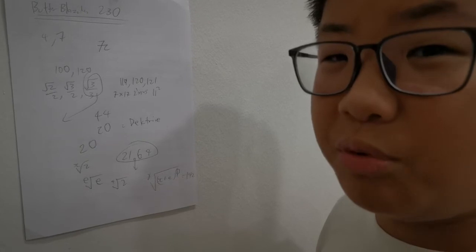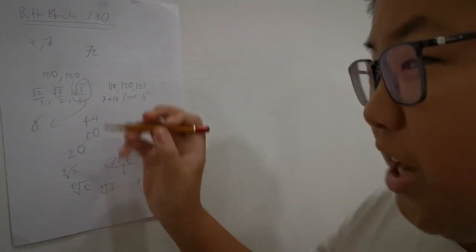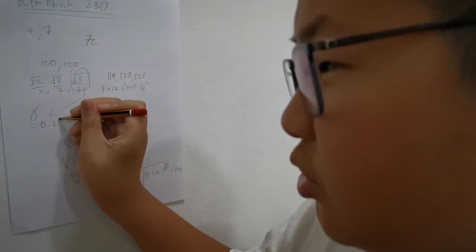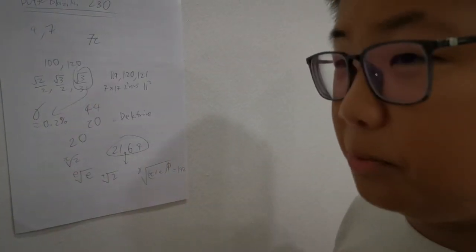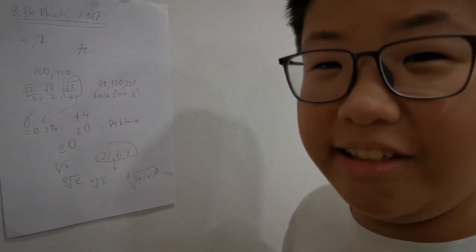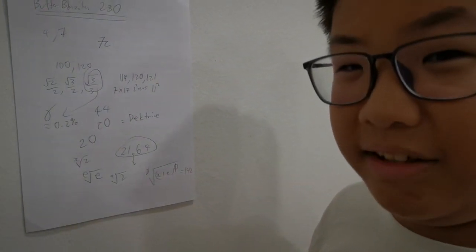The reason why I chose root 3 over 3 is because of the Euler-Mascheroni constant, which is actually really close to root 3 over 3, with an approximately 0.2% error. Now, you could picture root 3 over 3 and gamma as twins. You could call root 3 over 3 the native and gamma, the Euler-Mascheroni constant, the alien.